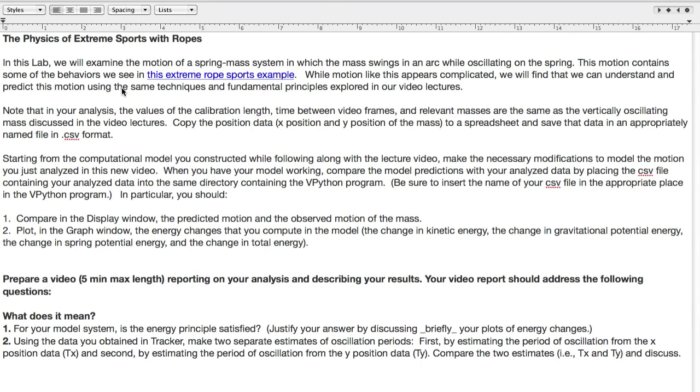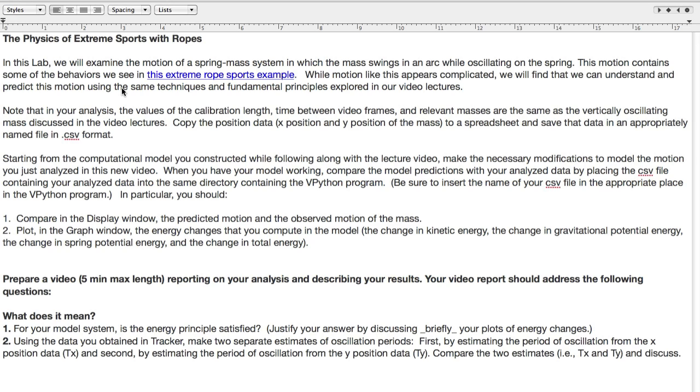In this lab, we will examine the motion of a spring mass system in which the mass swings in an arc while oscillating on the spring. This motion contains some of the behaviors we see in the extreme rope sports example. While motion like this appears complicated, we will find that we can understand and predict this motion using the same techniques and fundamental principles explored in our video lectures.